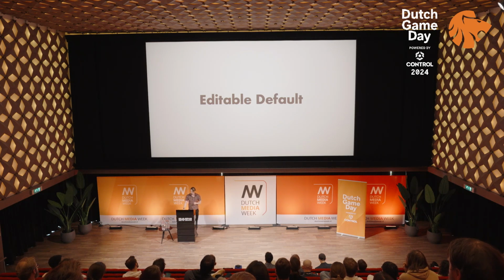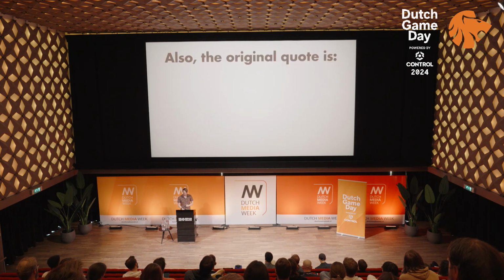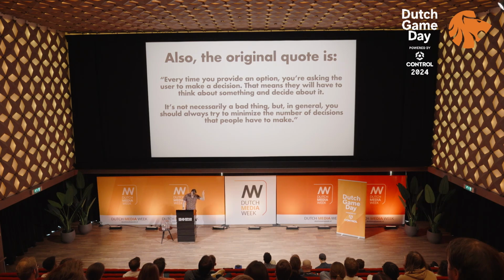Now, to go back to the quote in the beginning, you are failing to make a decision and pushing it on the user. I said this is not always correct. And the reason for this is that the original quote is much, much different. The original quote is: every time you provide an option, you're asking the user to make a decision. That means they will have to think about something and decide about it. It's not necessarily a bad thing, but in general, you should always try to minimize the number of decisions that people have to make. That's by Joel Spolsky, on his blog. I highly recommend reading it. It's great. So it's a very different kind of thing.